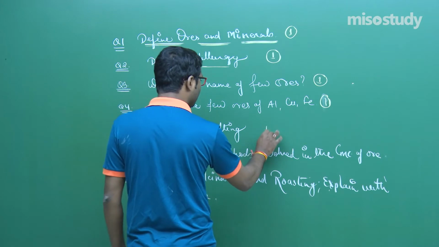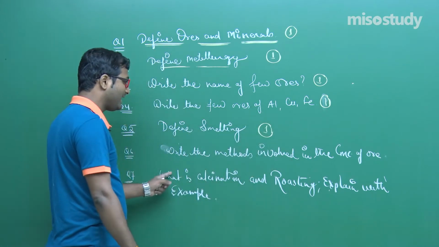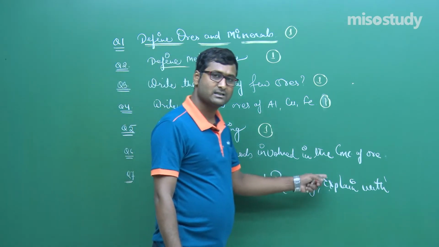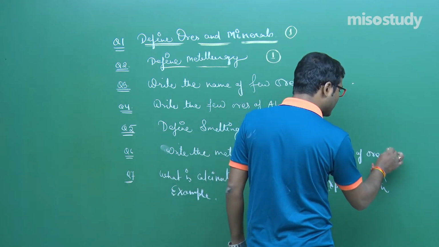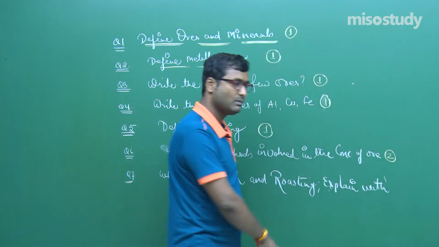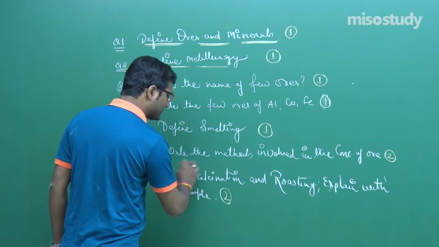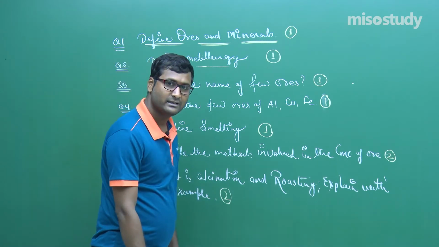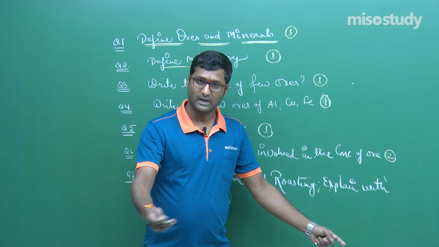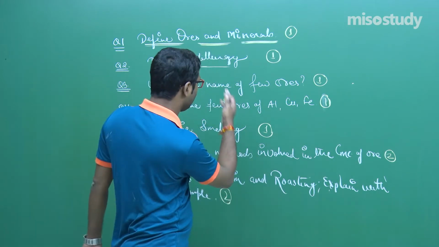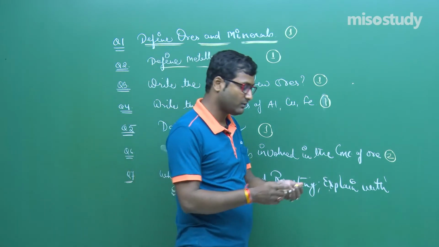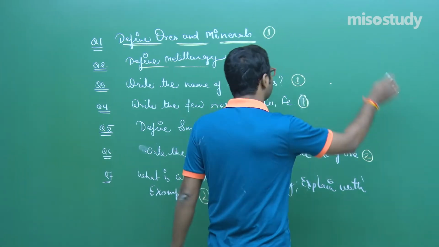Define smelting, this also carries 1 mark. Write the methods involved in the concentration of ores. If an explanation is required, it will carry 2 marks. What is calcination? It also carries 2 marks. Where are 3 marks? Generally the 3 marks come if anyone, I will discuss. Wait for a moment. First of all, let me solve this question, then we will discuss one by one. Okay? Now moving here, check it out.